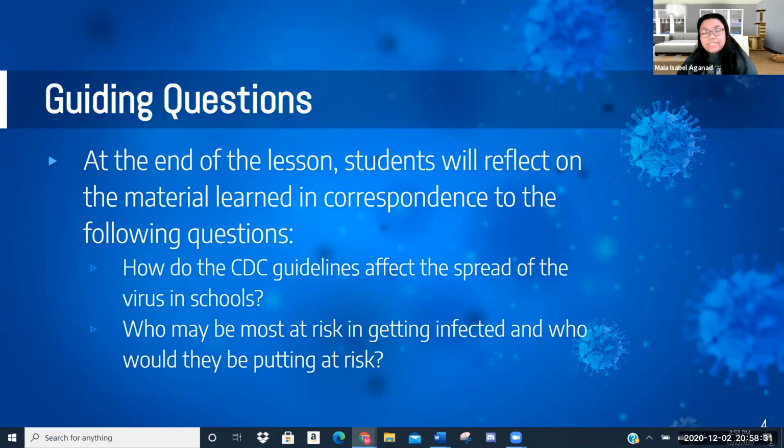I'll talk more about this in our standards and assessments, but in addition to their own self-assessment, at the end of the lesson, we want students to be able to reflect on the material learned in correspondence to these questions, which are: how do the CDC guidelines affect the spread of the virus in schools? And who may be most at risk in getting infected, and who would they be putting at risk as well?